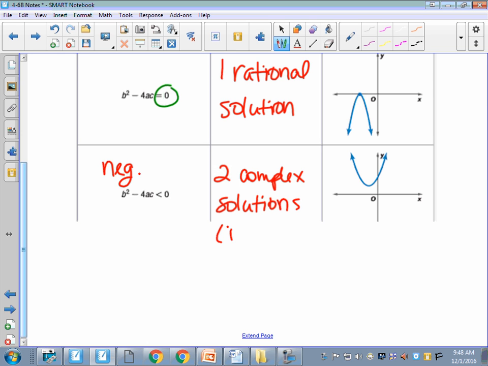Or imaginary, right? I know we get caught up in the complex or the imaginary. The book will say complex because you have a real part and an imaginary part, but I will accept imaginary. And then on the right-hand column, it just shows you a picture of each of these scenarios.